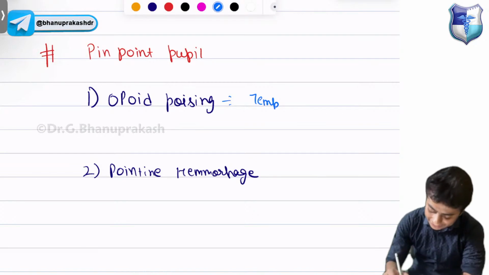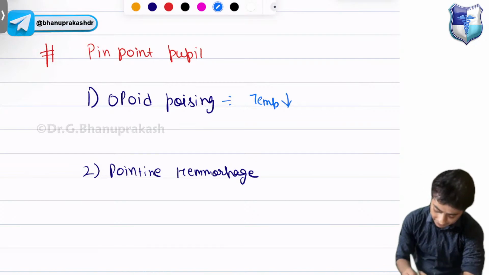So in opioid poisoning, temperature decreases, but in pontine hemorrhage, temperature increases.